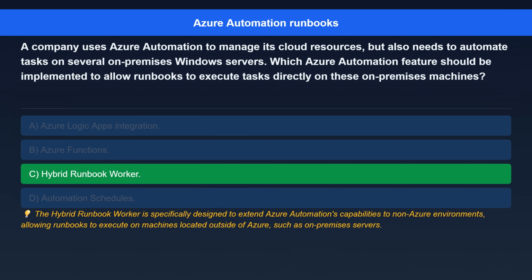The correct answer is Hybrid Runbook Worker. Here's the explanation. The Hybrid Runbook Worker is specifically designed to extend Azure Automation's capabilities to non-Azure environments, allowing runbooks to execute on machines located outside of Azure, such as on-premises servers.